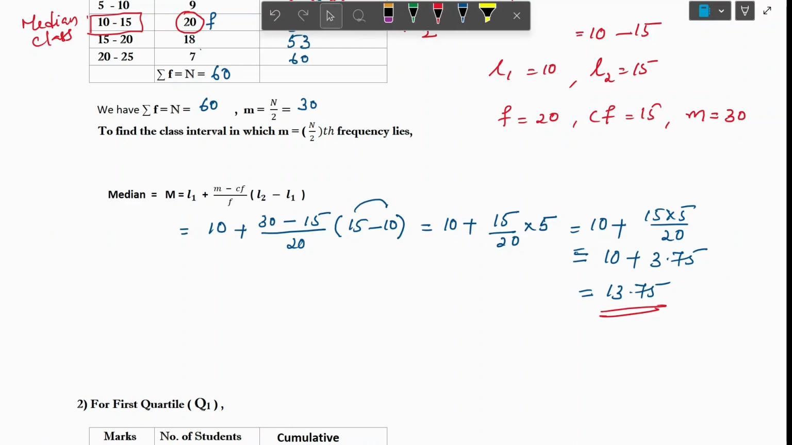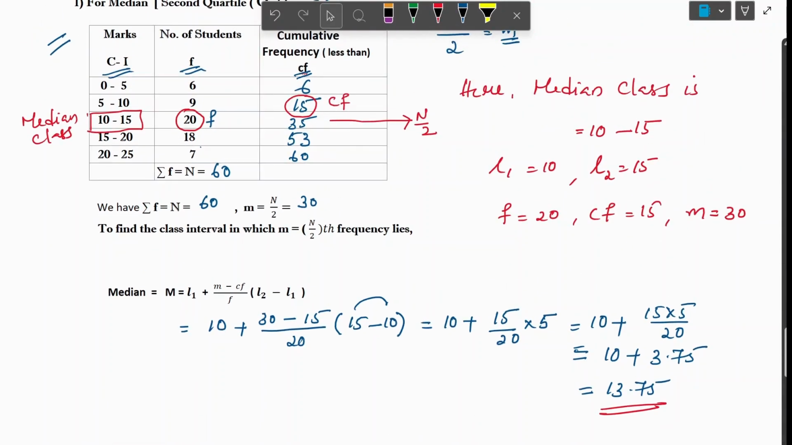Now see, this is the second quartile, right? Second quartile, or it is called the median. How did you calculate it? You calculated n by 2, and then you found in which class interval n by 2 is located. Therefore, that is the median class. Same way for the first quartile, instead of n by 2, you calculate n by 4. Then you locate the class interval. That class interval is called the first quartile class.